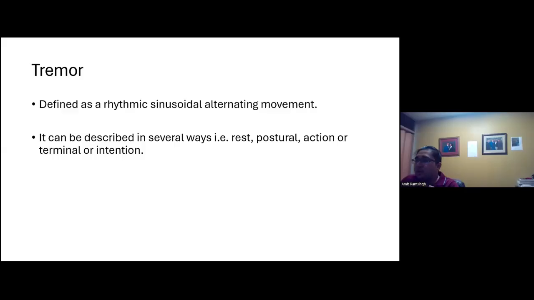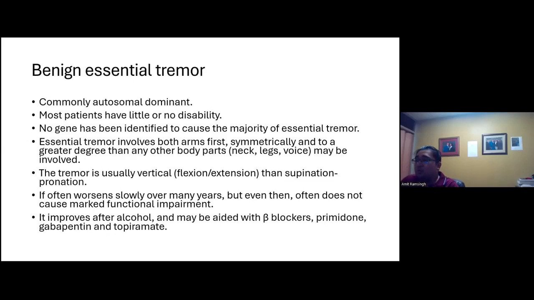We define a tremor as a rhythmic sinusoidal alternating movement. And it could be described in several ways, meaning it's rest, if it's postural, action, if it's terminal, or if it's an intention tremor. One of the most common tremors that we meet is the benign essential tremor. It's usually autosomal dominant, and most patients usually have mild or little disability. No gene has been identified to cause the majority of essential tremor, but it usually involves both arms first symmetrically and to a greater degree other body parts, such as the neck and the legs and the voice.